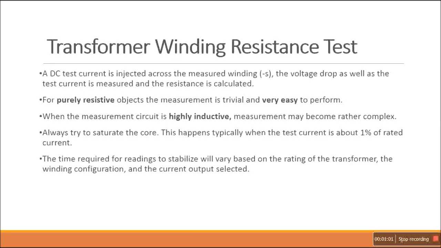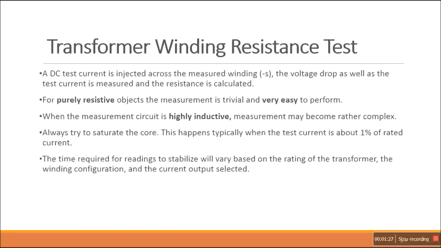Transformer winding resistance test. In transformer winding resistance test, a DC current is injected across the windings. The voltage drop as well as the test current is measured and the resistance is calculated. For the purely resistive object, the measurement is trivial and very easy to perform. When the measurement circuit is highly inductive, measurement may become rather complex, which is definitely the case of transformer.